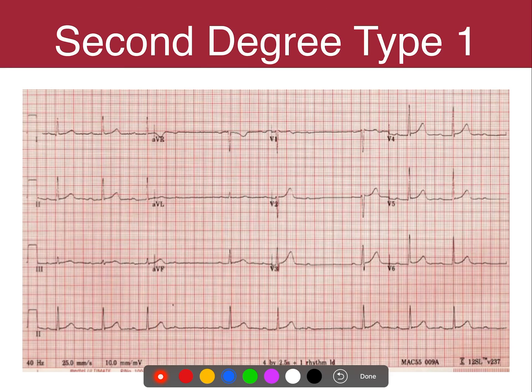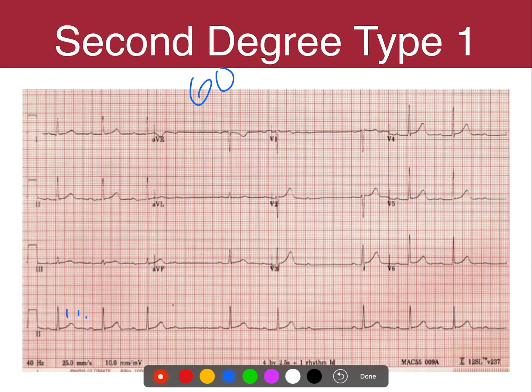So if we were to go through our systematic interpretation, the very first thing we want to look at is what? The rate. Okay, so I'm going to just ballpark it here: 300, 150, 100, 75, 60. So the rate is somewhere around 60. And obviously it is a bit irregular because we've dropped QRS complexes, but again, just to get us through here, we're going to say a rate of around 60.